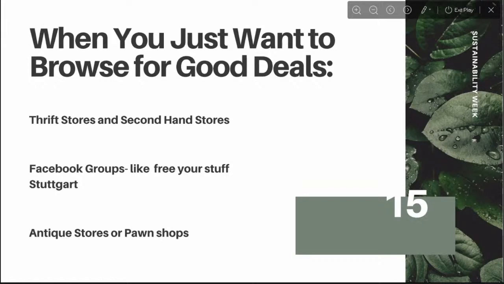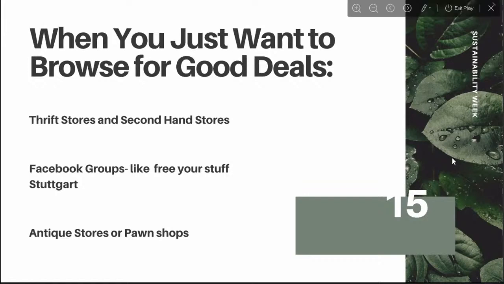A couple of them are available in Stuttgart as well, like a Facebook group called Free Your Stuff Stuttgart. It's a forum for people who want to get rid of their stuff without any cost. I have got a couple of things from this forum, and I would suggest others utilize this as well. Another place would be antique stores or pawn shops. One can always take a round around these places because they're always filled with antiquities and a lot of historic and interesting materials.